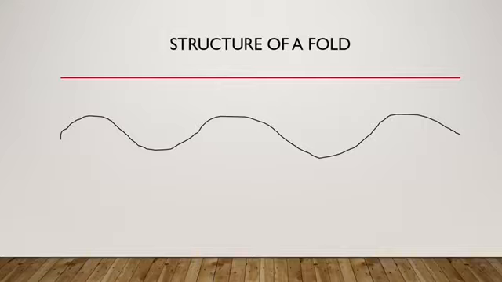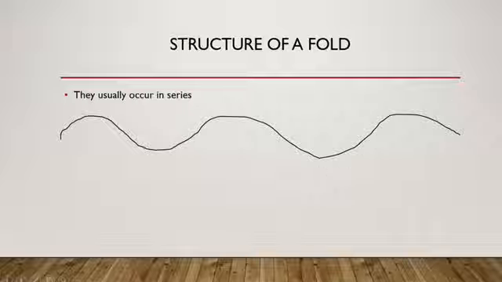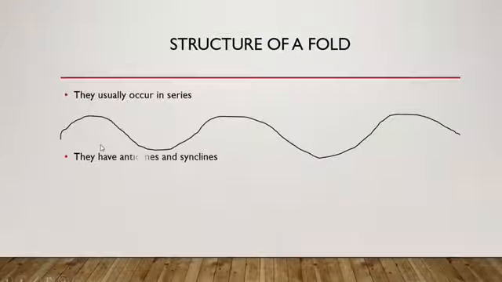And so let's look at the structure of a fold. Folded structures often occur in series. It means they don't occur just once, but rather they are in series. So we have one here, the second one here, the third one here, and it continues in that manner. And they have anticlines and synclines. The upland is what we call the anticline, and then the downland or the trough here is what we call the syncline. So the upland is called the anticline, and this side is called the syncline.